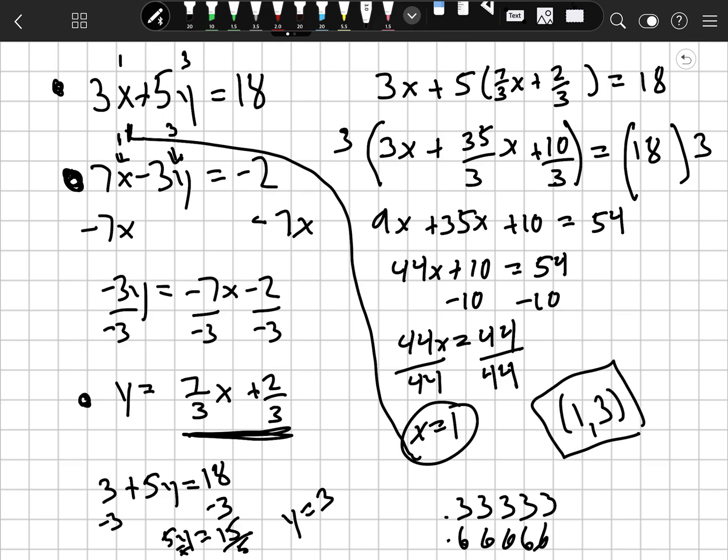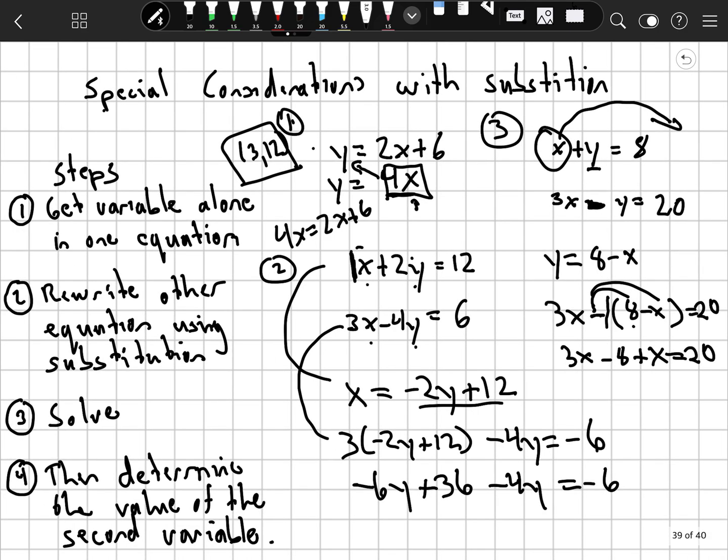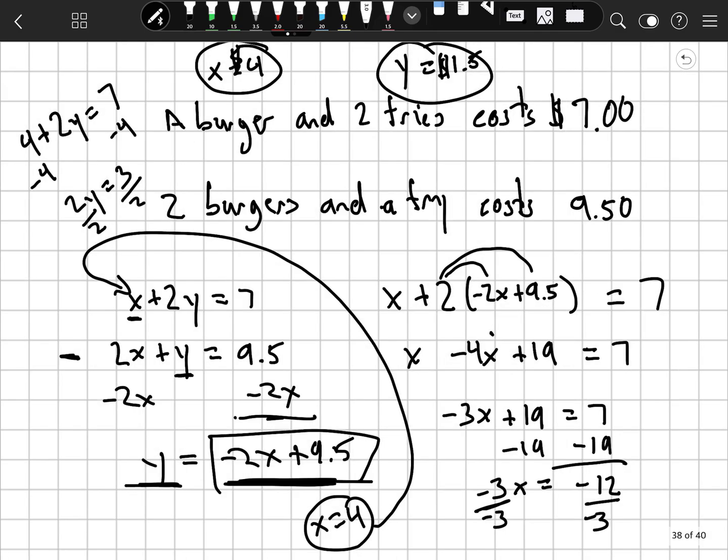So this one took a little bit more work, but it's still doable. Substitution is a nice way to do things. Just kind of a reminder, the steps: get a variable alone in one equation, rewrite the other equation using substitution, solve for that variable in your rewritten equation, and then once you solve for that variable, substitute the value for that variable back into one of the original equations and solve for the other variable. So those are kind of the 4 steps there.